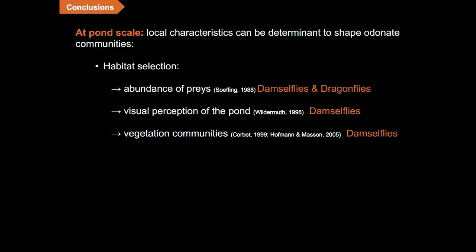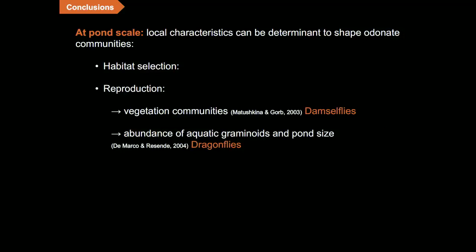For habitat selection, we showed that the variables that impact damselfly and dragonfly are not the same. And also for reproduction, we have an effect of vegetation communities on damselfly, probably because all species of damselfly present here use endophytic oviposition. And we have an importance of the abundance of aquatic graminoids and the size of ponds for dragonfly, probably because most species of dragonfly are very territorial.